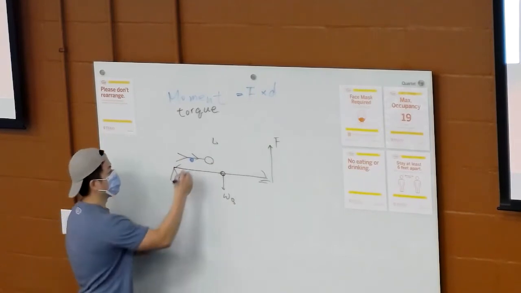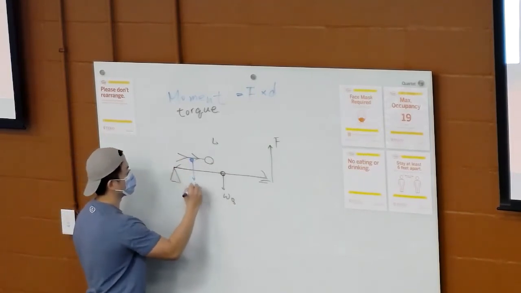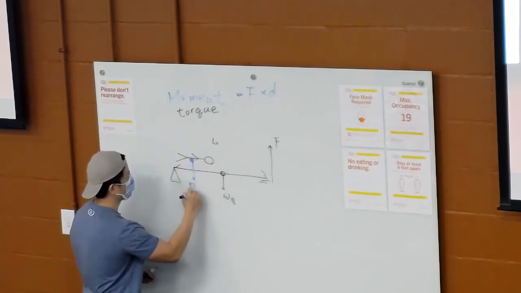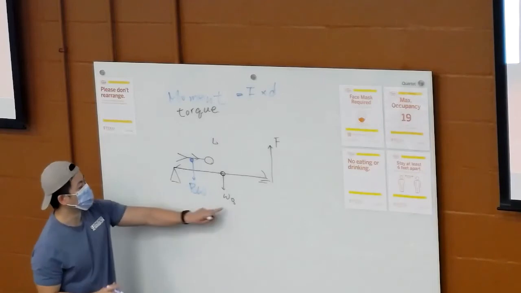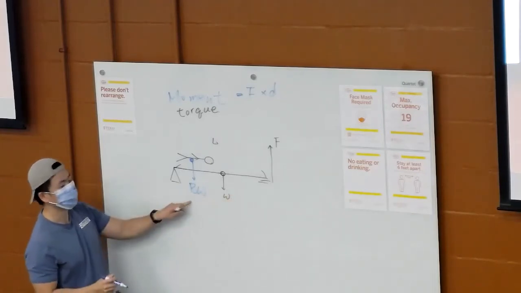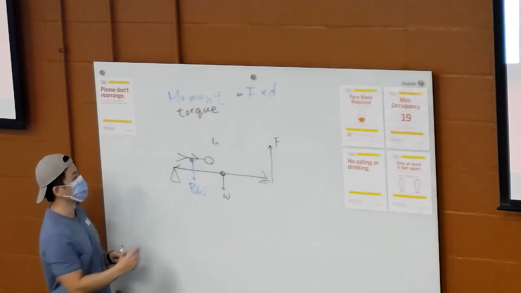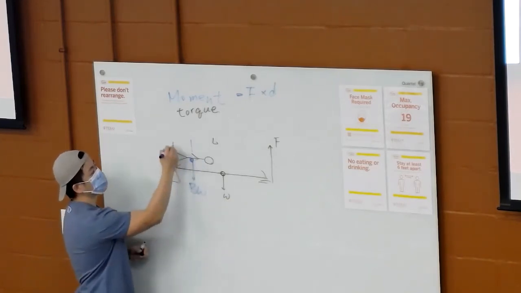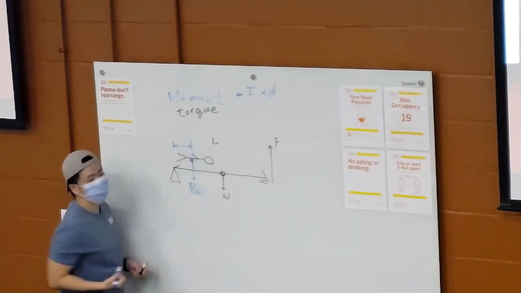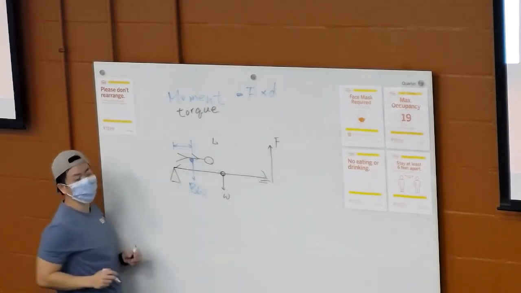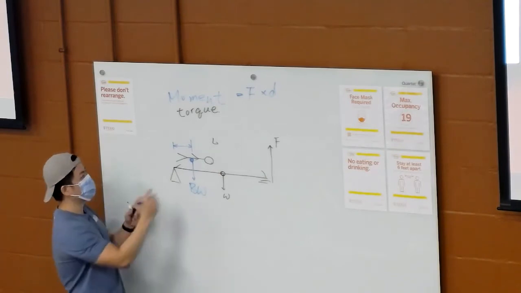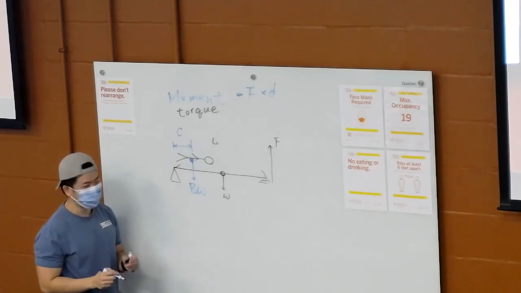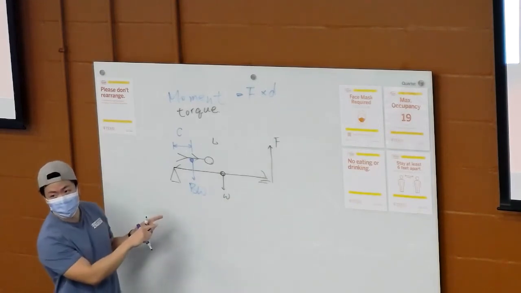And his weight will be body weight. I would say just BW, easier. Weight of board and body weight. And for today's lab, we want to figure out how far it is from your center of mass to your toe, or from your center of mass to the axis of rotation. So that's what we want to figure out. We call it C. Okay, so that's all the forces in the system.